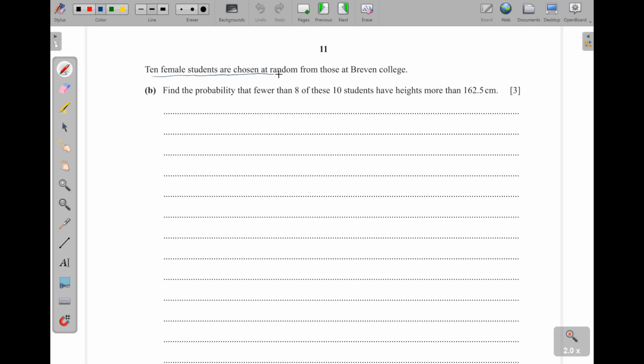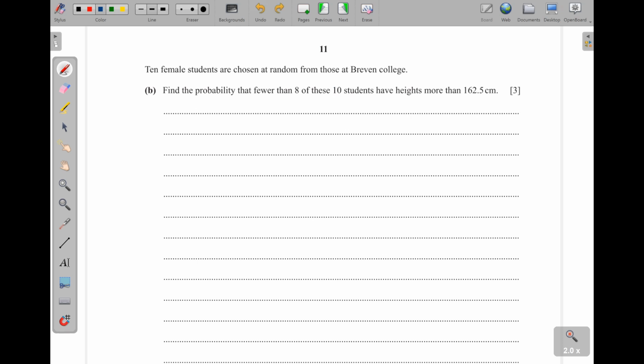10 female students are chosen at random from those at Brevin College. Part B, find the probability that fewer than 8 of these 10 students have heights more than 162.5. Now, this is a binomial, okay? It's a binomial because the n is known and the outcomes are all independent of each other.